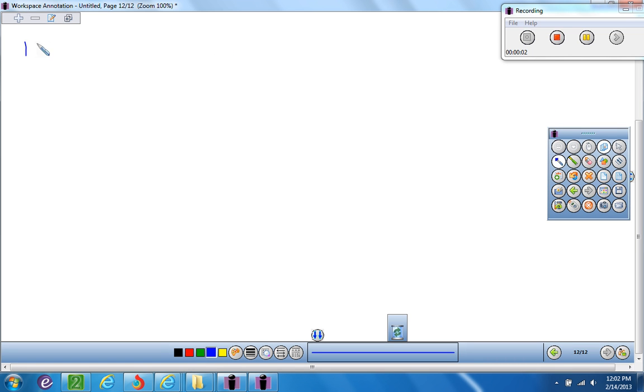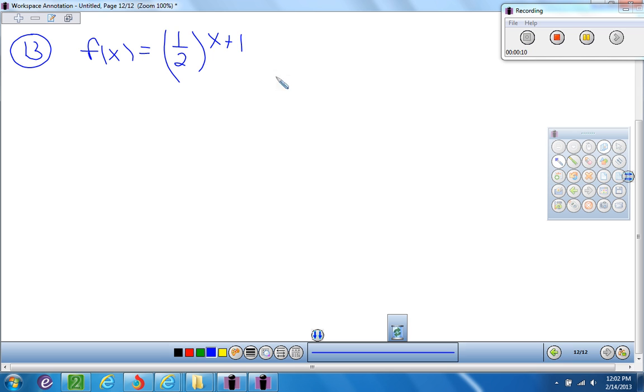Here we're looking at question 13. Here we have f of x is equal to (1/2)^(x+1) + 3, and we're told to graph it. Okay, so we're going to pick some points here. So I'm going to have x is -1, 0, and 1.